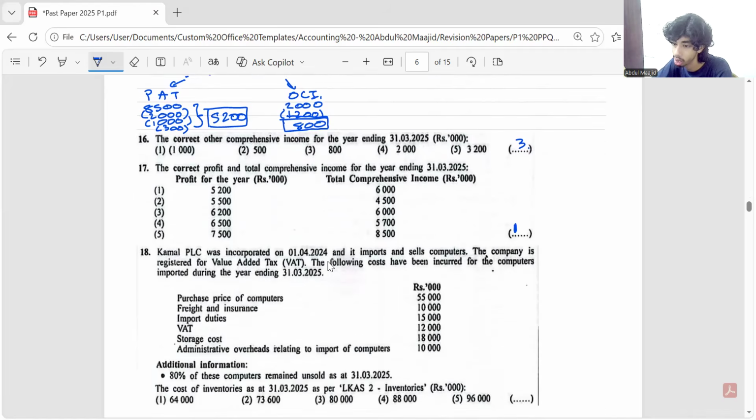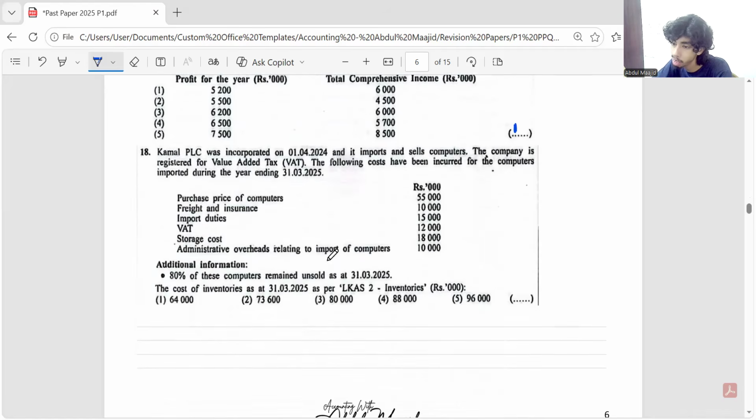Then 18th one, Kamal PLC was incorporated on 1st of April 2024 and it imports and sells a computer. The company is registered for VAT. The following cost has been incurred. What are they asking finally? The cost of inventory as at 31st March 2025. First of all, we'll find the cost of the purchase. Purchase price 55,000.